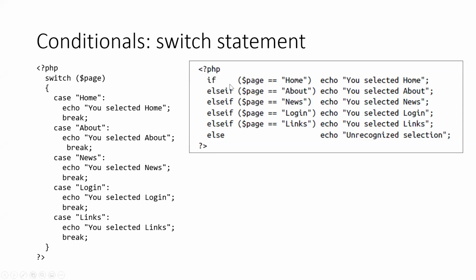So in this one switch statement, depending on the different values here, you are going to get different statements. For example, if the value of page is home, then you are going to select this statement. If the value of page is about, then you are going to select this one.